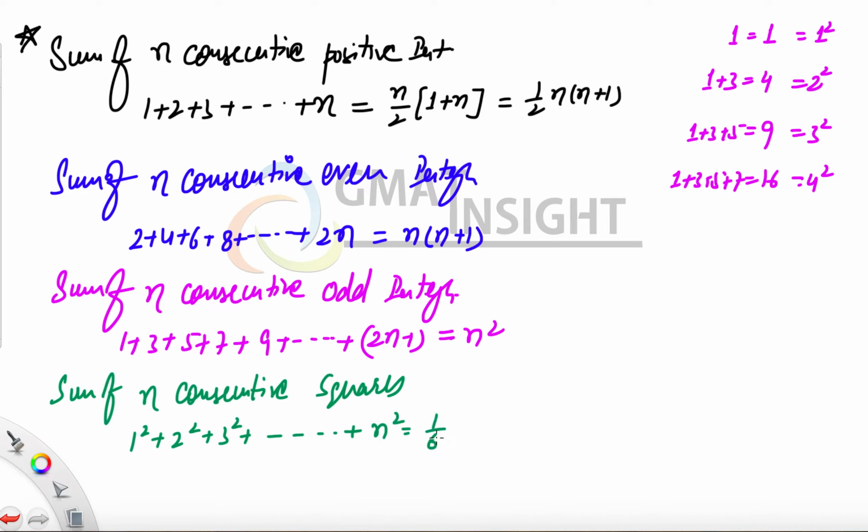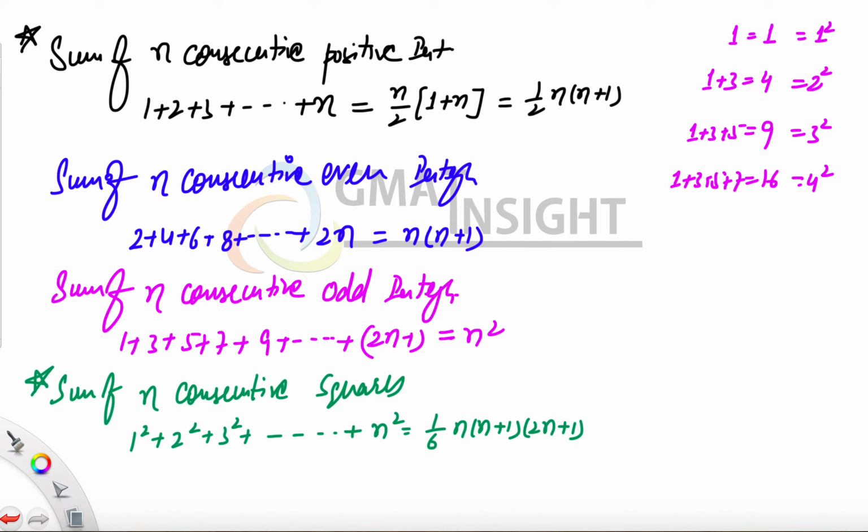It is 1 over 6 n into n plus 1 into 2n plus 1. Now this is one formula that is not very frequently used. There have been questions that have come based on this understanding, but without this formula as well we can solve those questions. So technically it is not a necessity, but I only suggest that knowing this property also is quite helpful for several questions.